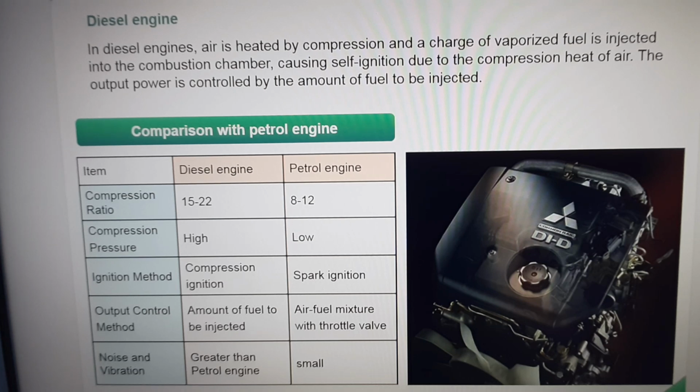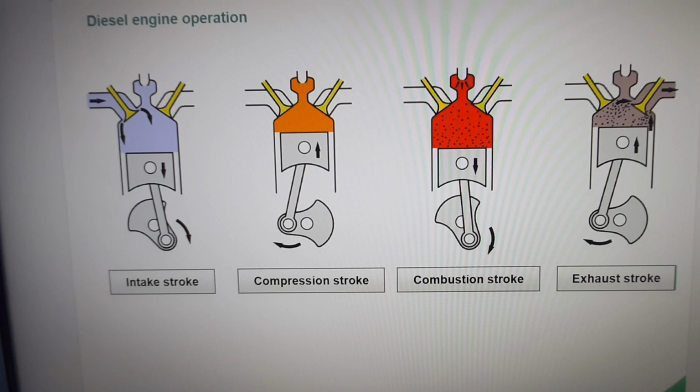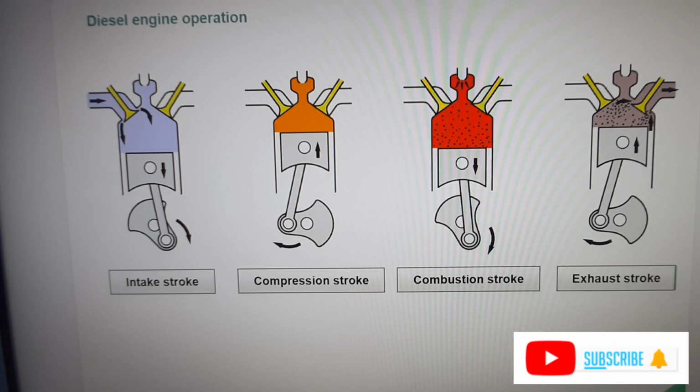The structure and the operation mode of diesel engines are quite different from those of petrol engines. This comparison chart shows that its compression ratio and compression pressure are higher than those of petrol engines, and that it has different output control and ignition methods from petrol engines, and greater noise and vibration than petrol engines. Comparing the four-stroke process, we can intuitively understand the different operations of diesel engines and petrol engines.